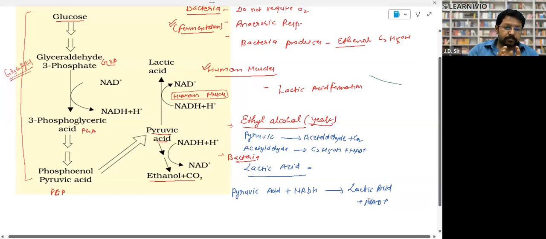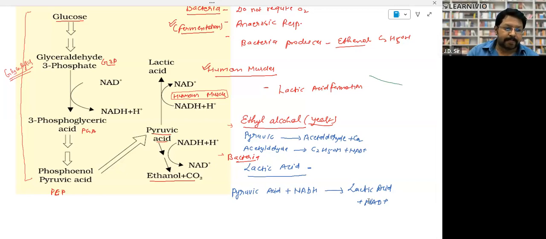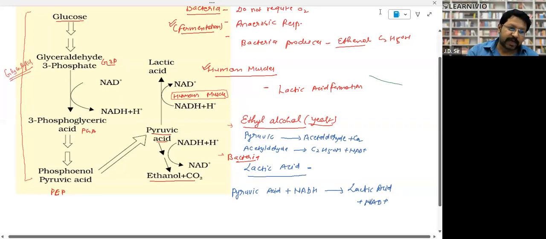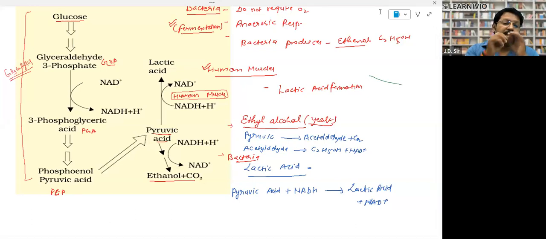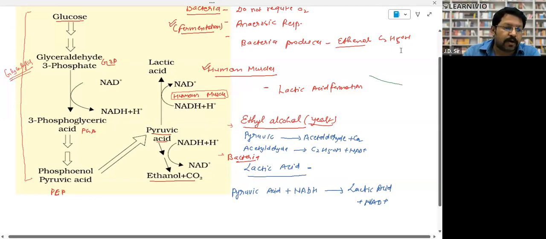But now this is the special case. The same anaerobic respiration takes place in our muscles as well, in exceptional cases. Try to understand. This can be asked, and both can be your question. Either you can get a 3-marker question, describe the process of fermentation, or describe the anaerobic respiration. So you have to describe the same thing.